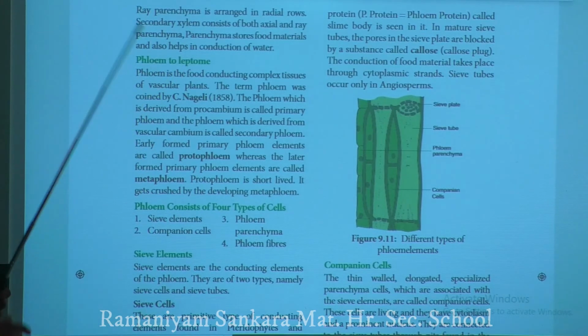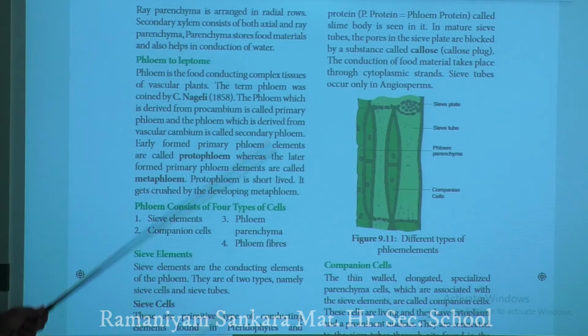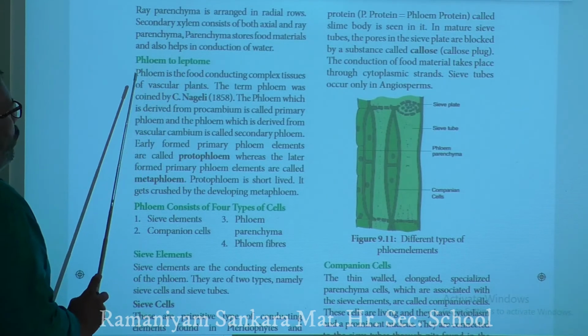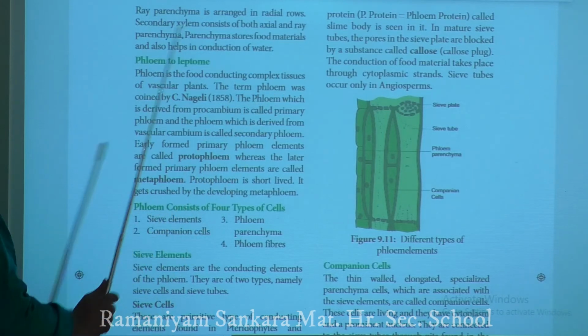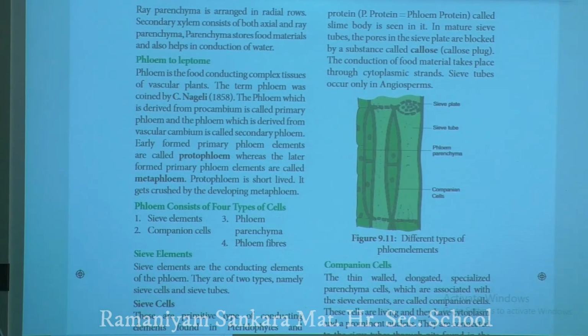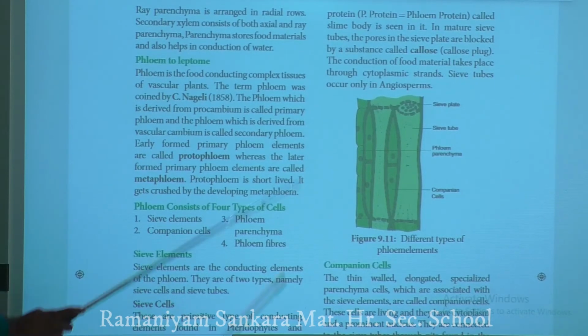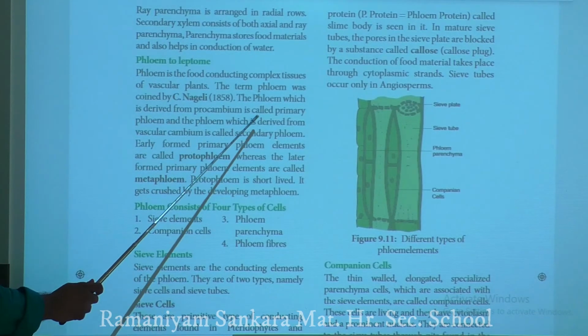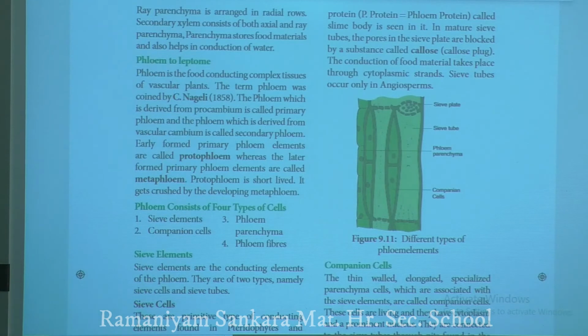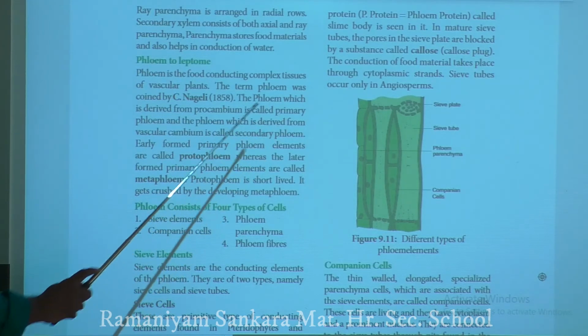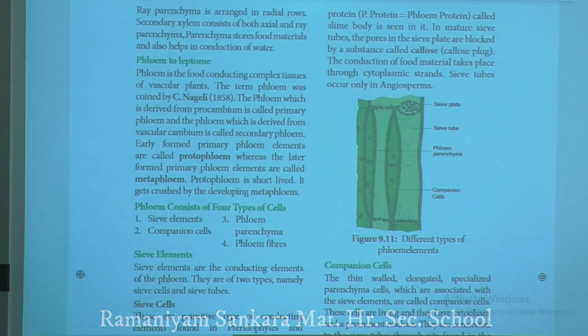So that is xylem. Next one, phloem, also called leptome. Phloem is the food conducting complex tissue of vascular plants. The term phloem was coined by Nägeli in 1858. The phloem derived from procambium is called primary phloem, and the phloem derived from vascular cambium is called secondary phloem. Early formed primary phloem elements are called protophloem.